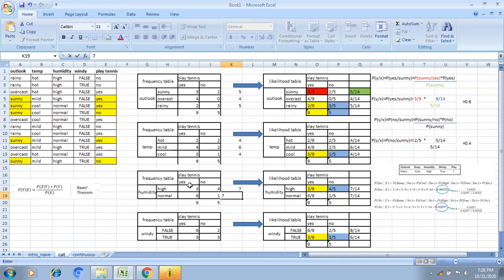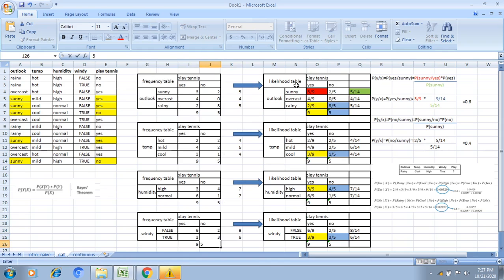Here for humidity, high has 3 yes and 4 no. Similarly, normal has 6 yes and 1 no, totally 14. Similarly, windy versus play tennis: false has 6 yes and 2 no, and true has 3 yes and 3 no. This is 6, this is 8. Similarly, we can calculate 9 versus 5. Okay, we know how to calculate the frequency table.